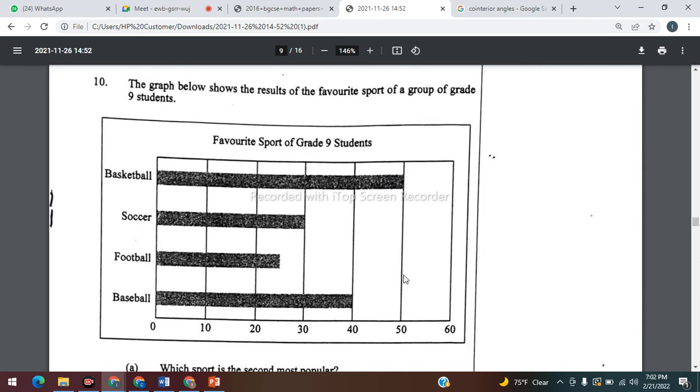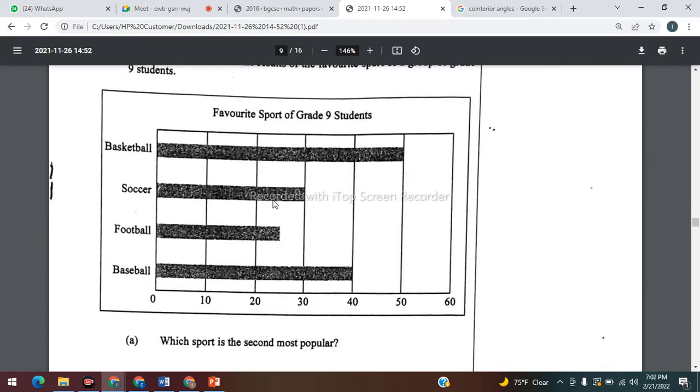50. Very good. Do we all see that? See how we got 50? Yes, sir. Next. How many like soccer? 30. Very good. How many like baseball? 40. Good. How many like football? 25, because it's in the middle of 20 and 30. Yes, good.